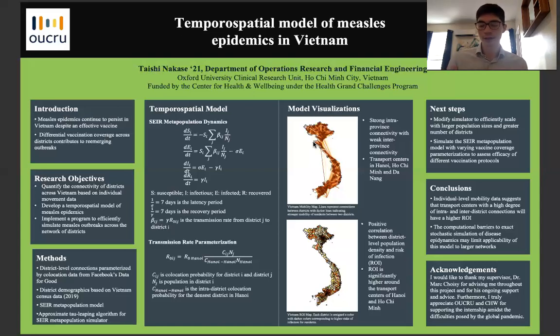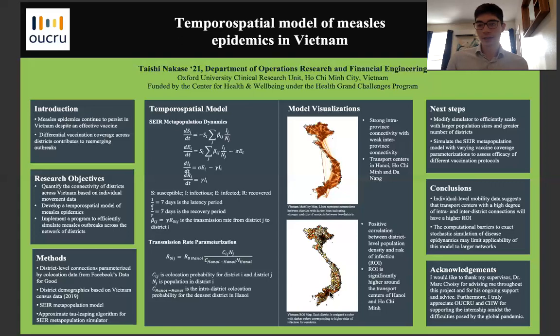Another interesting visualization is this risk of infection measure that I have here. This risk of infection is a measure of how likely someone is to get infected in that population, with the darker regions being a higher probability. And we see here that Ho Chi Minh and Hanoi are clusters of dark regions, which suggests that people in those regions have a very high risk of infection.